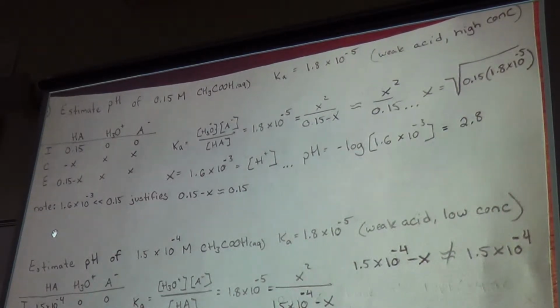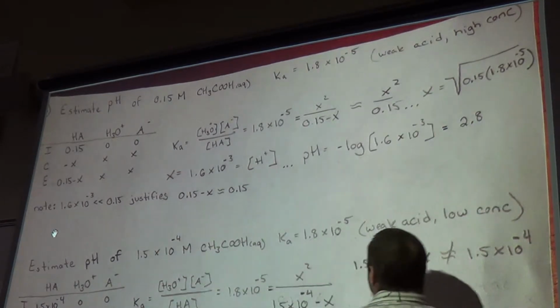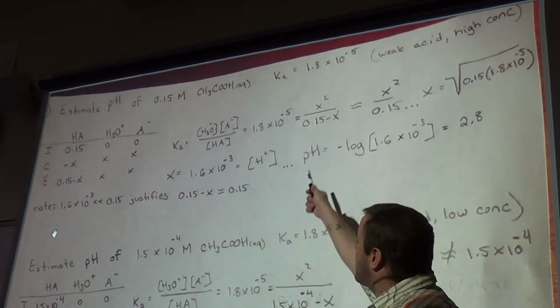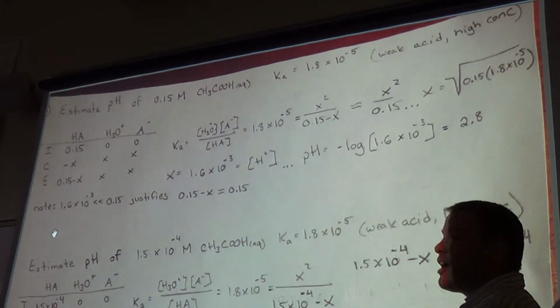So you express initial, change, and equilibrium, and so your acid will have some initial concentration. We call that HA. Express the concentration of H3O+ and A-. Our change is negative x for HA, and plus x for H3O+ and A-. And we end up with this expression that says that Ka is going to be equal to x squared over 0.15 minus x. Ka for this acetic acid is 1.8 times 10 to the negative 5.